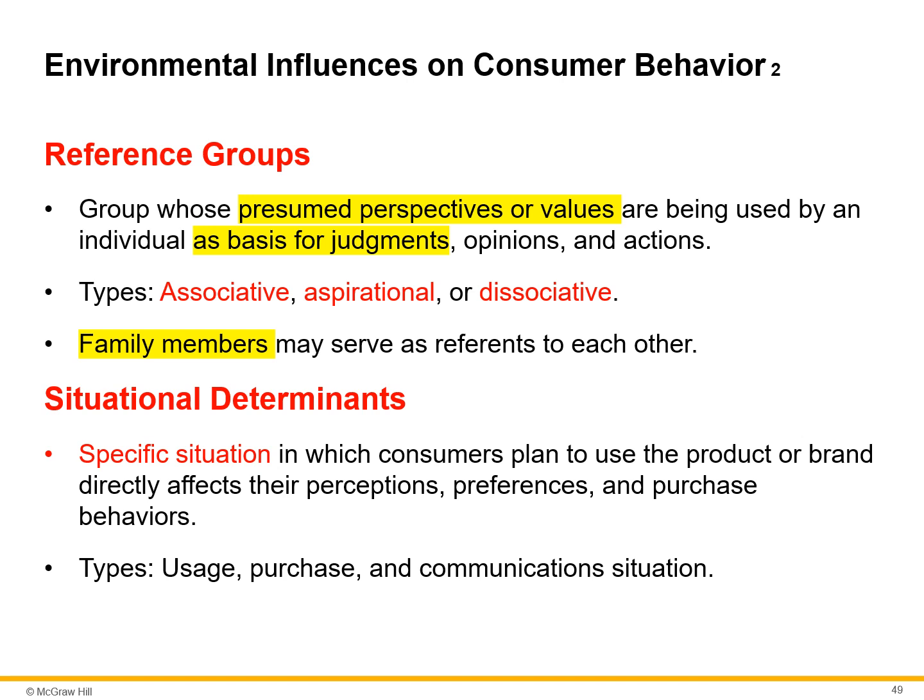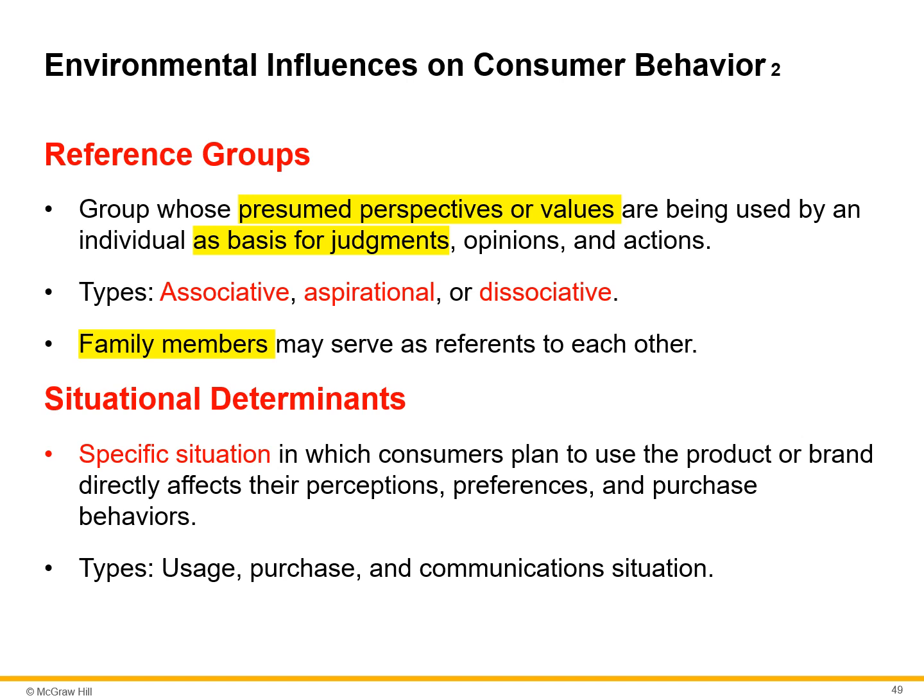There are three different types of reference groups: associative group, aspirational group, and dissociative group. Associative groups are the ones that you belong to now. Aspirational is the one that you long for, you aspire to become, to join. Dissociative is a group that you want to stay away from, you want to leave. Family members may serve as references to each other too.